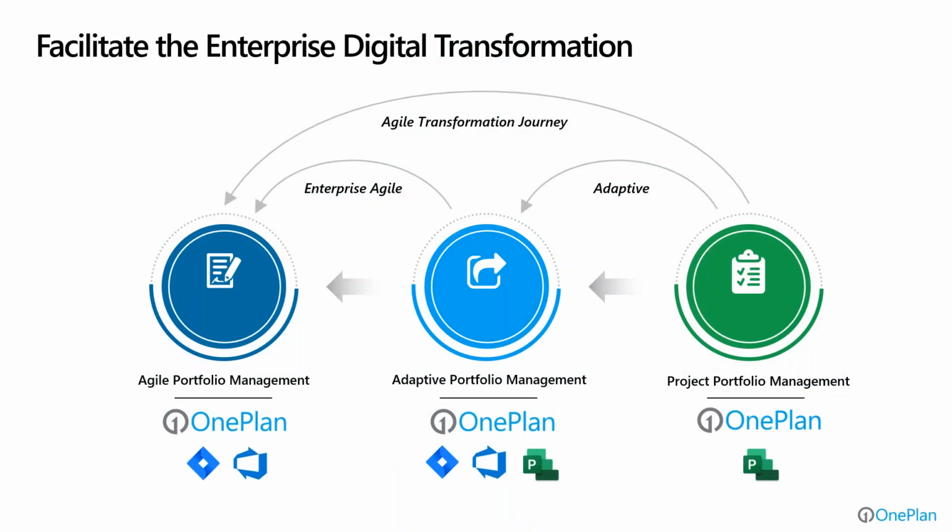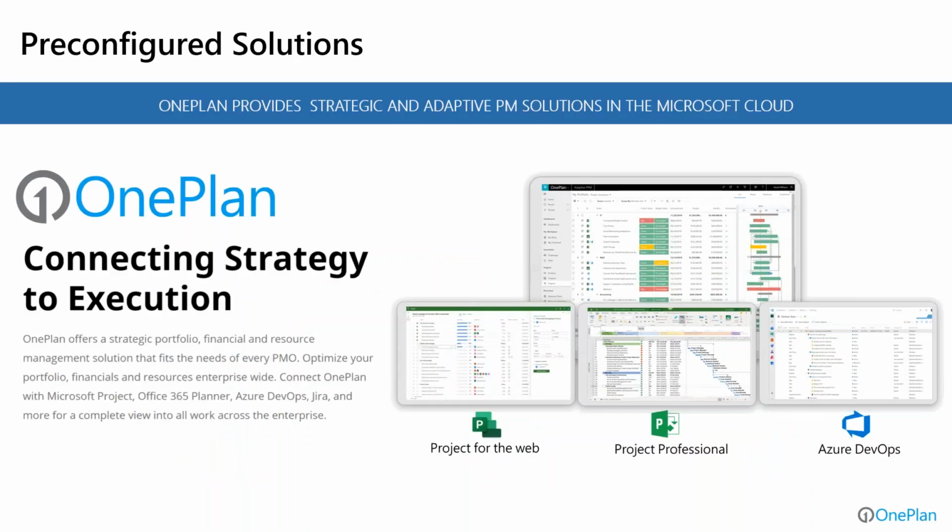OnePlan provides tools and capabilities that allow you to deal with each stage of this evolution, whether it be the more traditional PPM, the more adaptive, or the more full all the way to the left capabilities. And we're using some tool-based examples of Microsoft Project and PPM, Jira, Azure DevOps, and Project in the adaptive world, and then the more pure Agile may be using Jira and or Azure DevOps in those modes. So OnePlan really provides some really good pre-configured adaptive PPM solutions for the Microsoft Cloud.